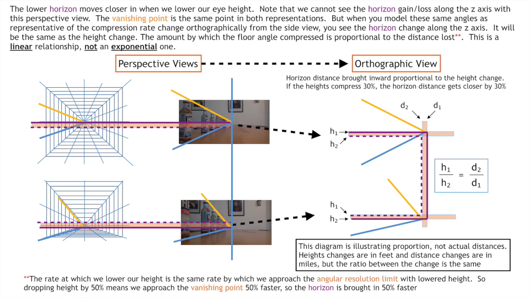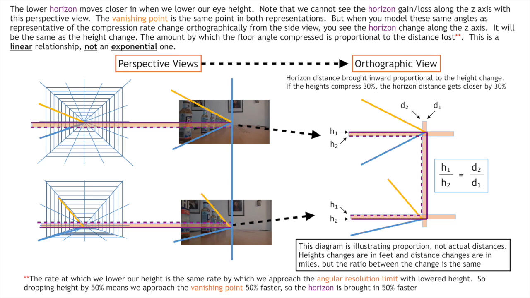The amount by which the floor angle compressed is proportional to the distance lost. That is essentially the bottom line. And this is a linear relationship, not an exponential one. So again, our perspective view here is on the left with our potential transversal and orthogonal lines in our horizontal eye line, and the descent and ascent rates represented in yellow and blue along the bottles.